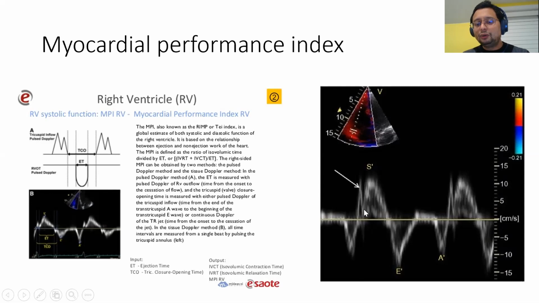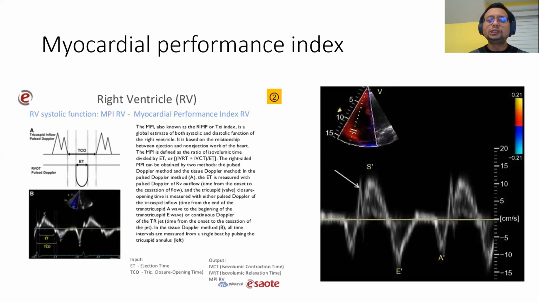From here to here, this part is actually isovolumetric contraction. From this ending to the start of here, that is isovolumetric relaxation. In the middle here is ejection time. So isovolumetric contraction plus isovolumetric relaxation over ejection time is the T index if you use tissue Doppler. In this case, if it's more than 0.54, it is considered abnormal.